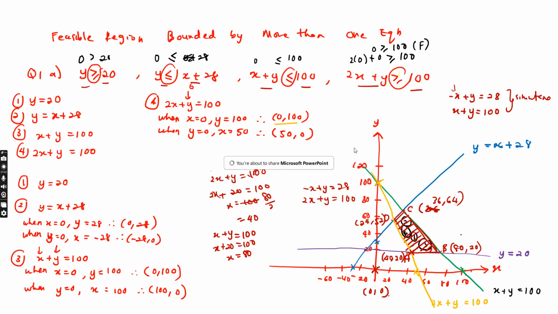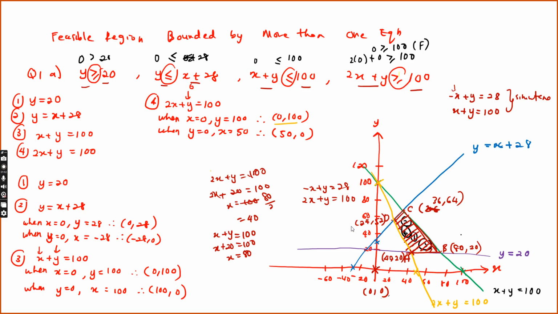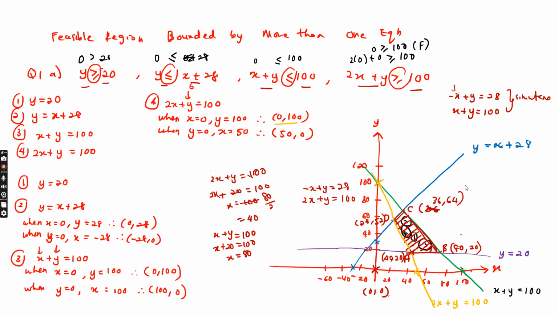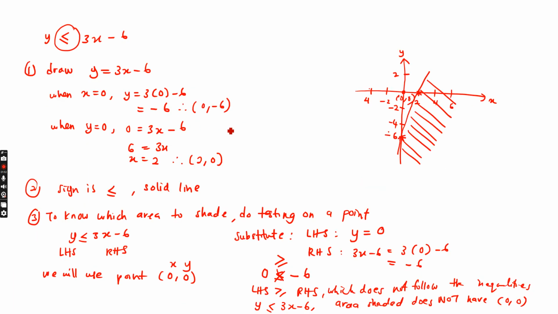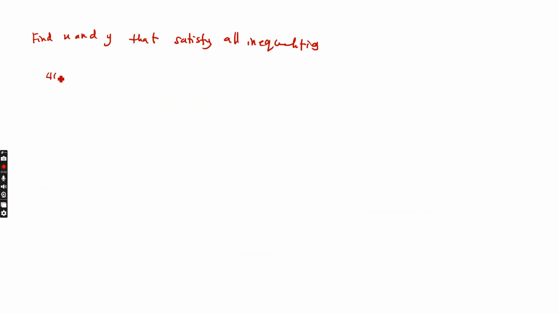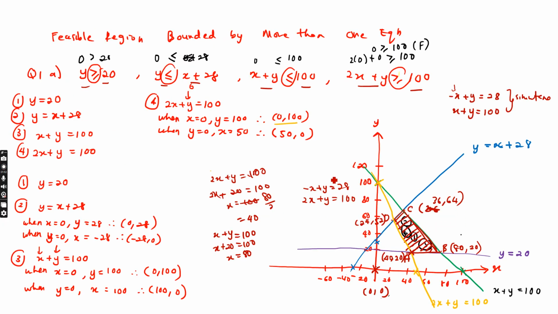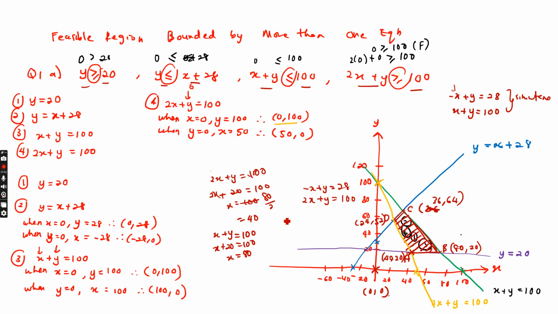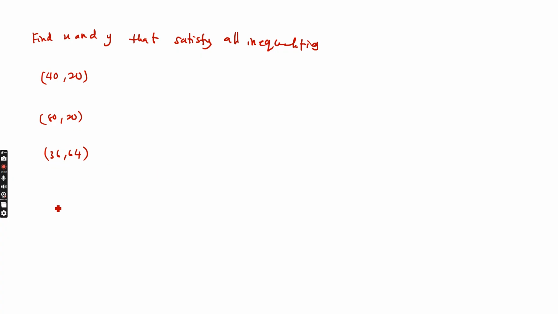Okay, so here you go back, and this one we list out all of the points that we have. The first one is, what was it, this one? I forgot already. 40 and 20. Second one we have 80 and 20. The third one we have 36 and 64. The last one we have 24 and 52.